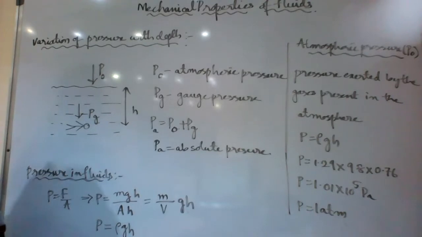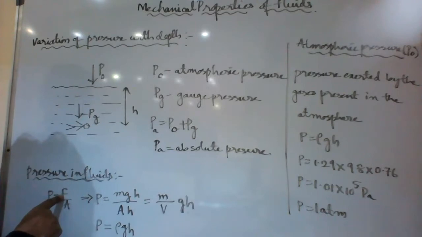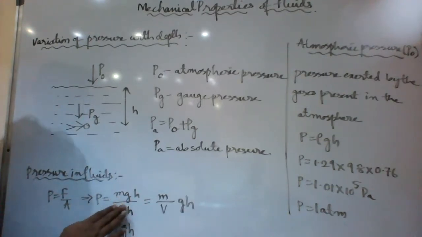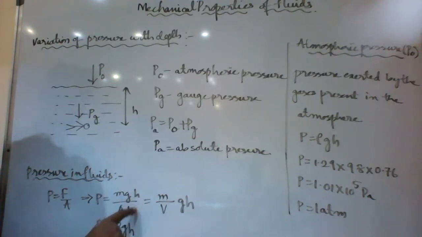Okay, now we will discuss variation of pressure with depth. Before going to that, I would like to discuss pressure in fluids. So the pressure formula is P is equal to F upon A, force per unit area. Now we know that force is equal to ma, but instead of ma, I am taking mg here, and area is as it is. I am multiplying and dividing by h.